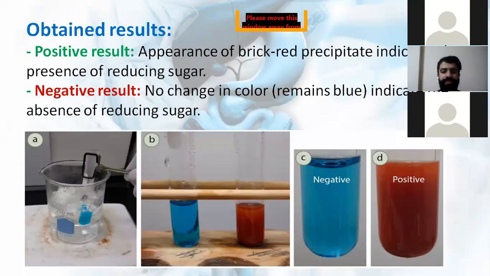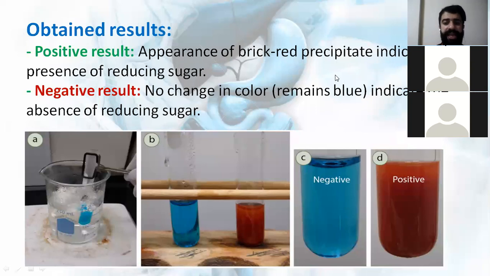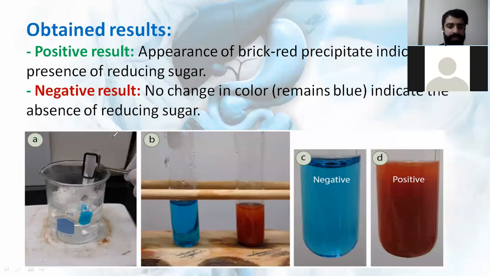So let's move now to the next. First of all, what is the positive result? Whenever we have a brick red precipitate, this means that we have reducing sugar. So whenever we have a brick red precipitate with Fehling, this indicates the presence of reducing sugar. This is the case in this experiment. So first step, we heated the test tube and we observe the results. Whenever we have blue color, this is negative, no reducing sugar. Whenever we have brick red precipitate as in figure D, we have reducing sugar.